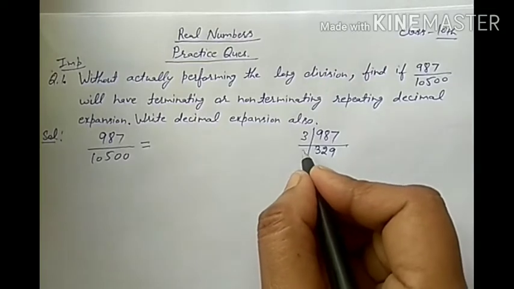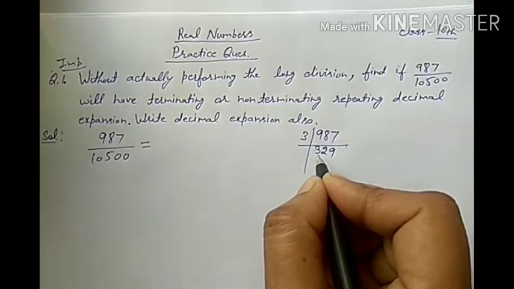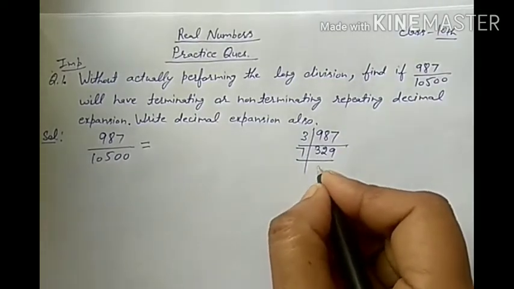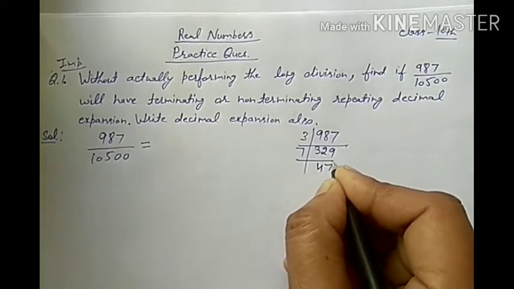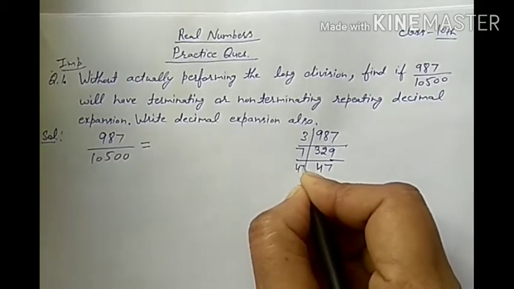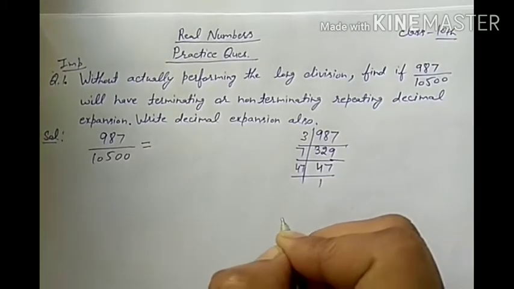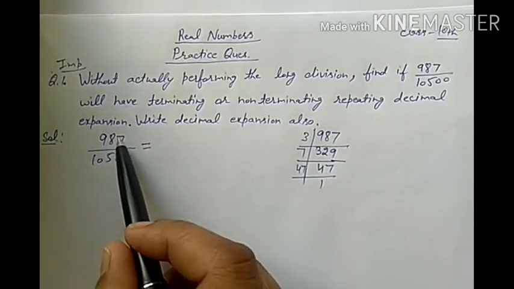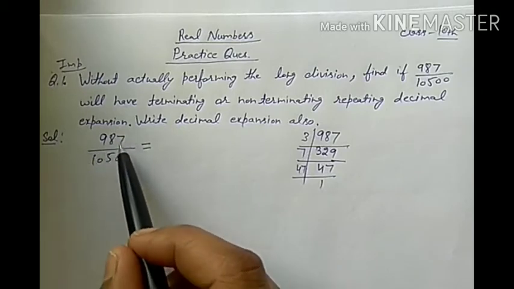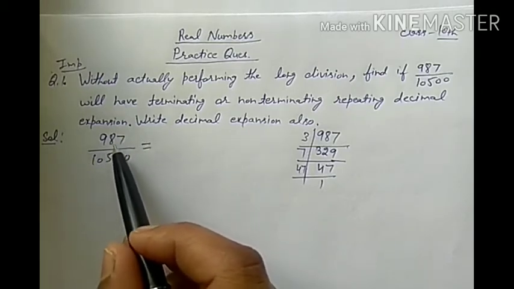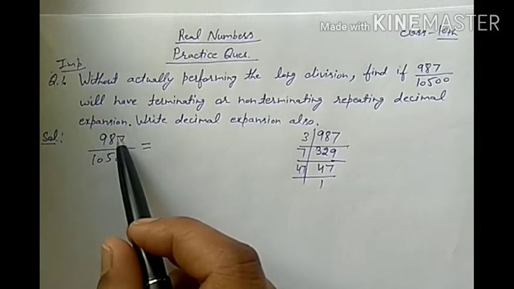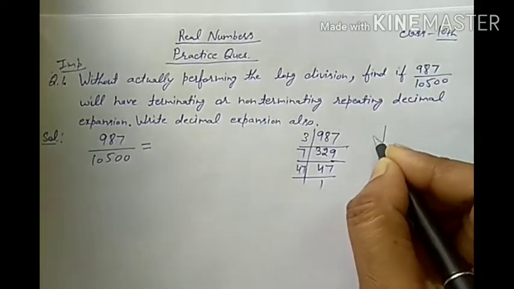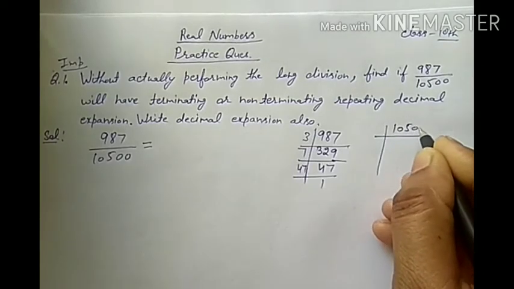So we will try 7. 7 fours are 28, yes, it is divisible by 7. 7 fours are 28, 7 sevens are 49. Now 47 is a prime number, so 47 ones are 47. There are two methods to convert a given rational number into standard form: find the HCF and divide by the HCF, or do prime factorization of both numerator and denominator.